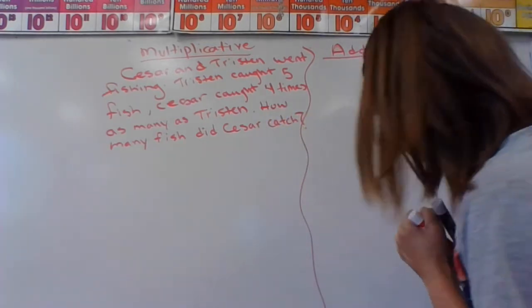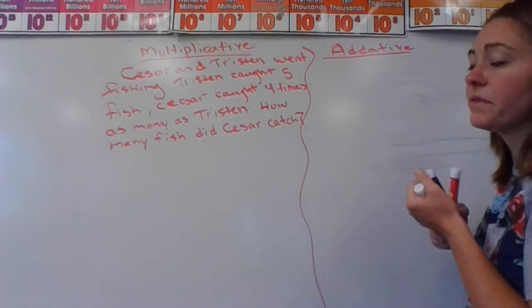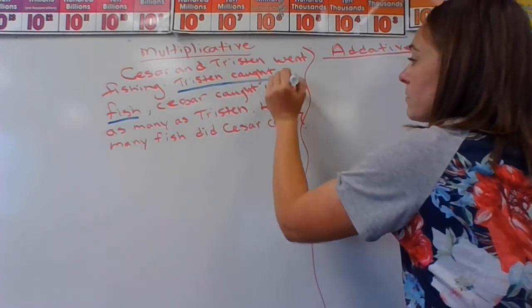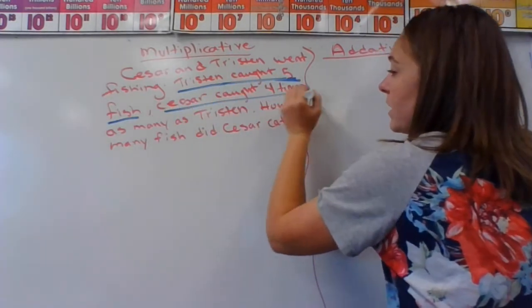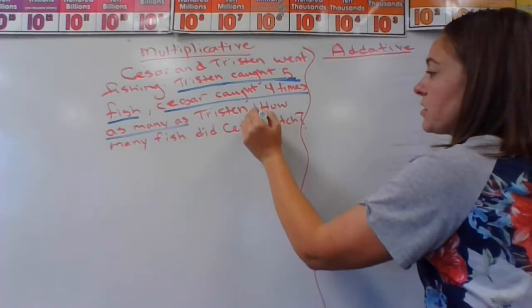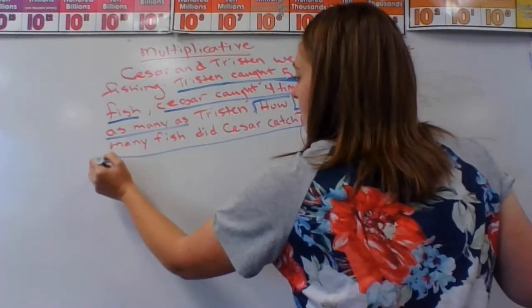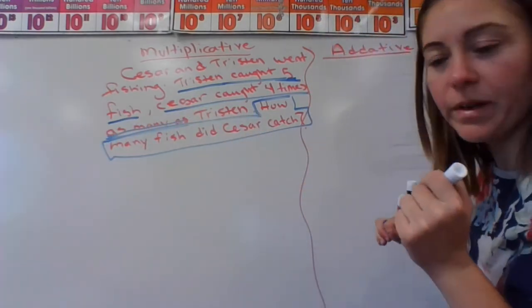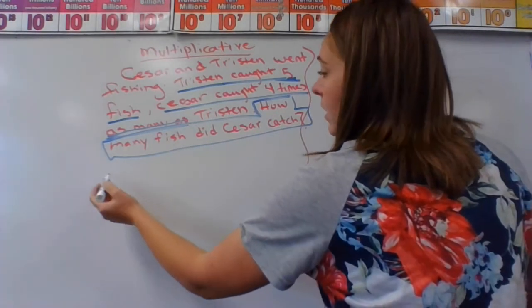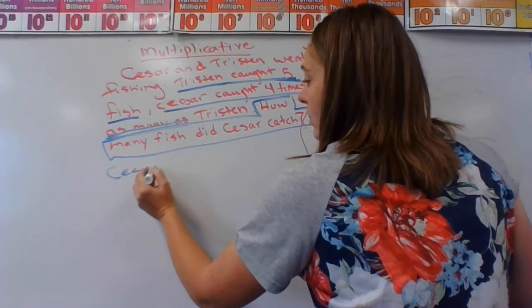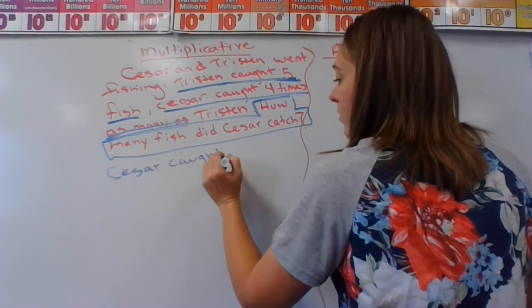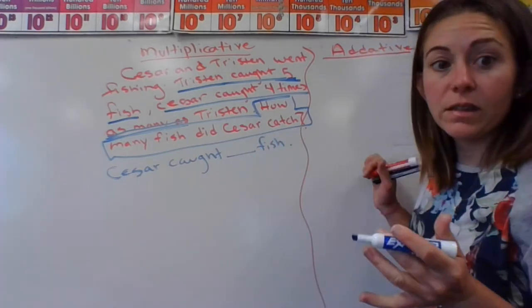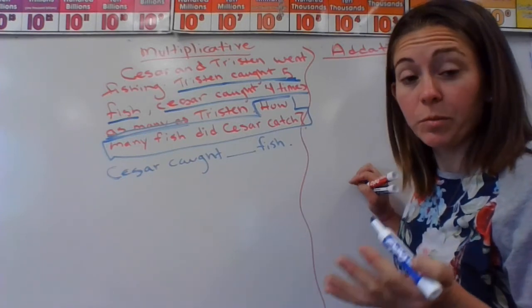All right, so first, let's underline what's important. Caesar and Tristan went fishing. Tristan caught 5 fish. Caesar caught 4 times as many. And box the question, how many fish did Caesar catch? Oh, okay, sorry, it's a little bit messy. All right, so we could put at the bottom here, Caesar caught blank fish. All right, so now I need to draw a tape diagram. And we're thinking here, okay, is this going to be a multiplicative problem, a multiplicative tape diagram?